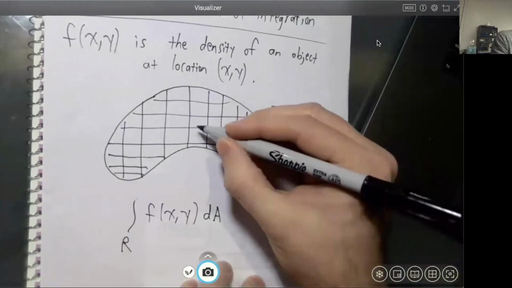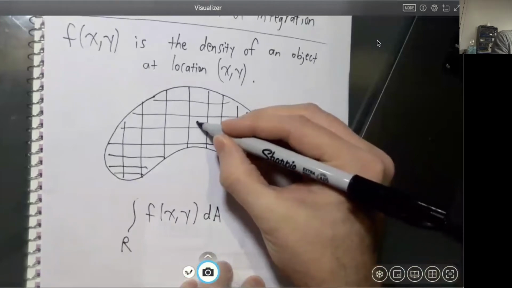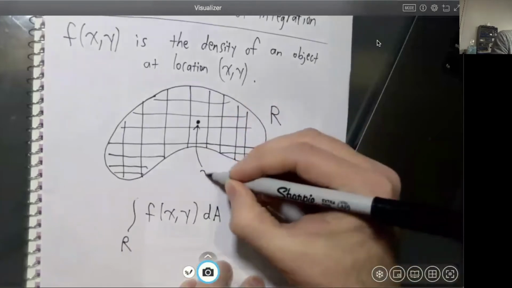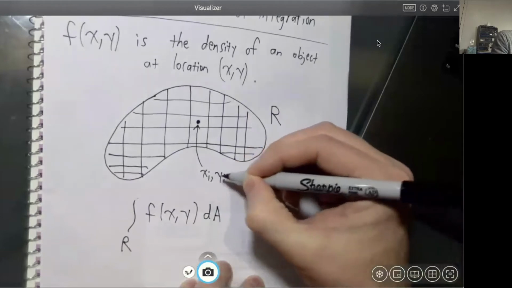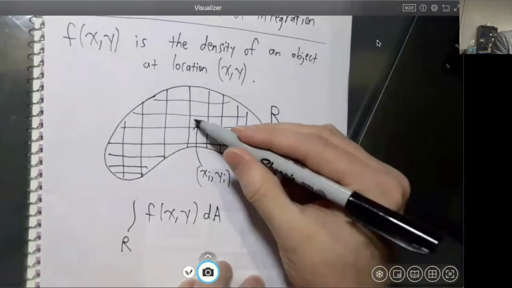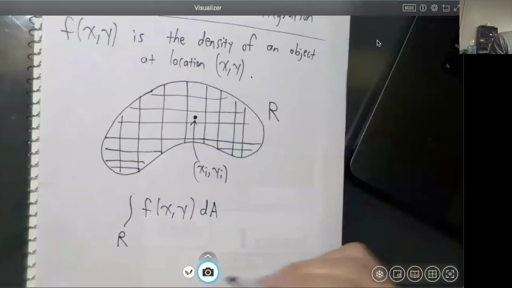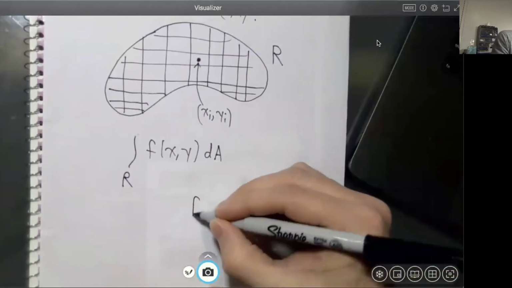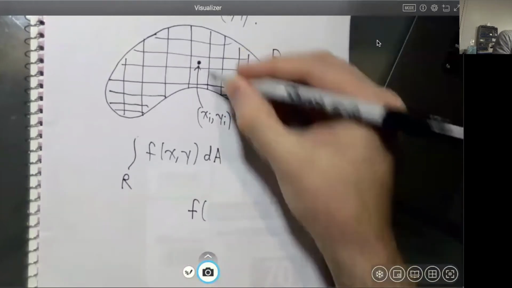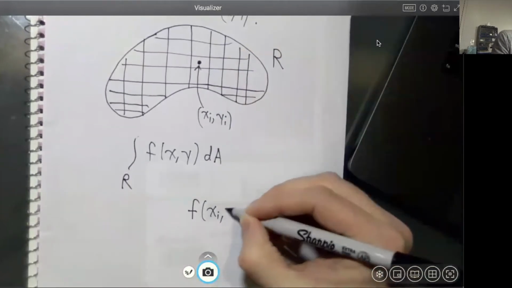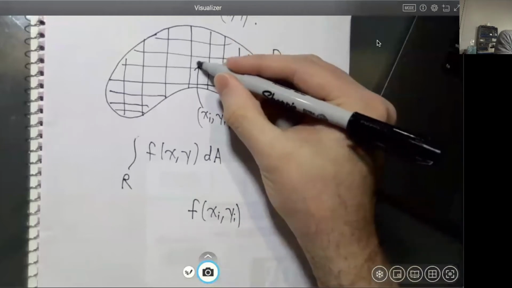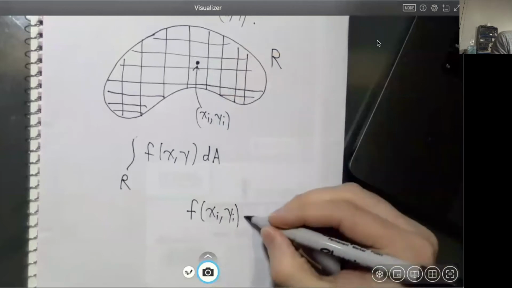And the way we're going to do that is we're going to choose a point arbitrarily inside this little piece. And let's say the coordinates of this point are xi comma yi. How do we get the mass of this little piece? Well, what we do is we take the density at this location, and then we multiply it by the area of this little piece.